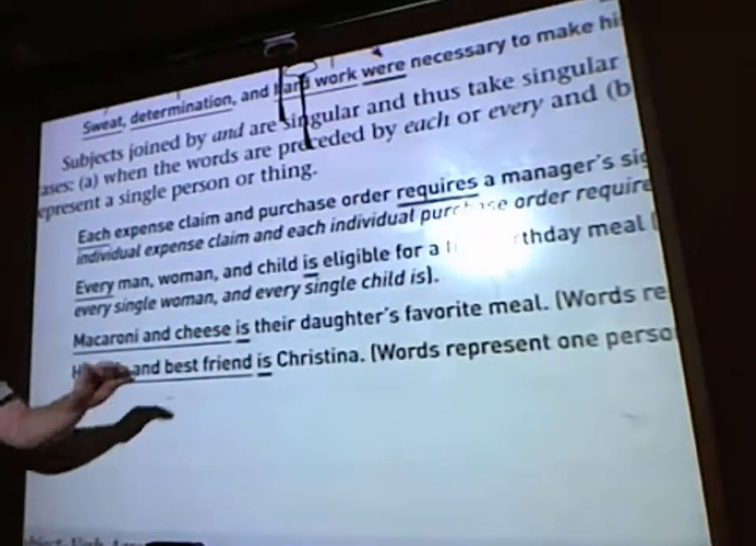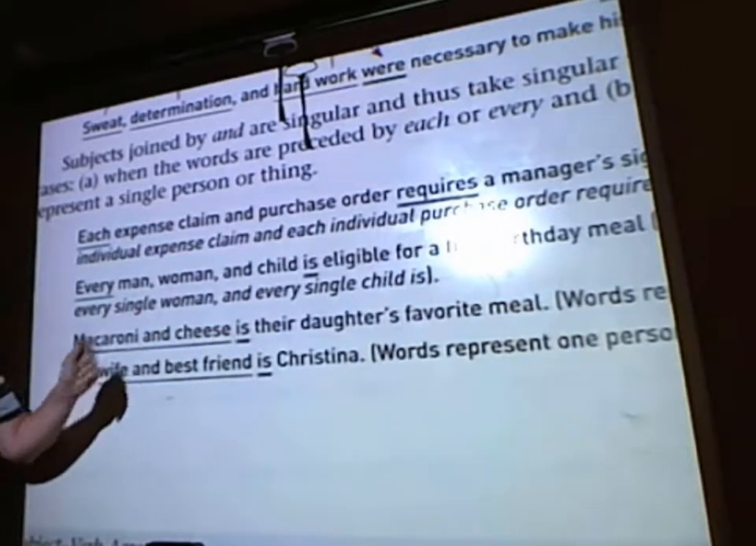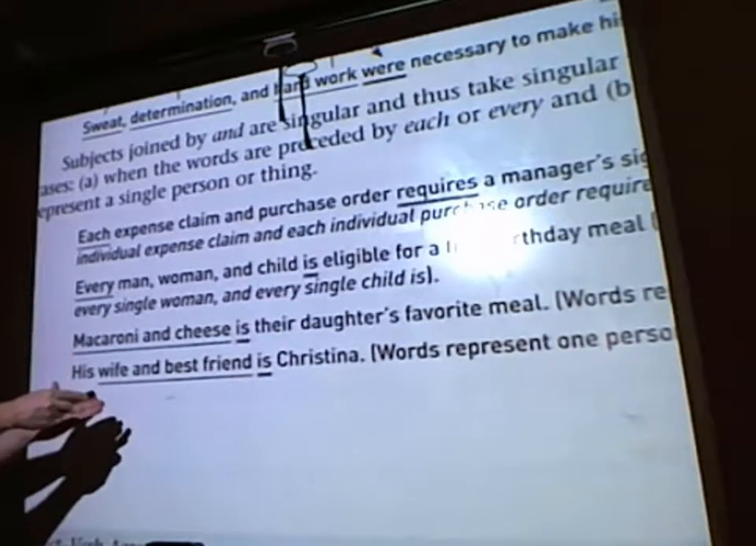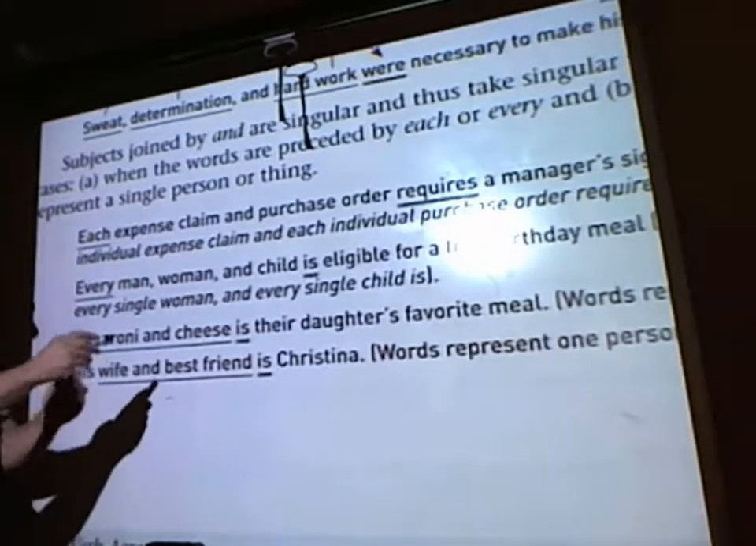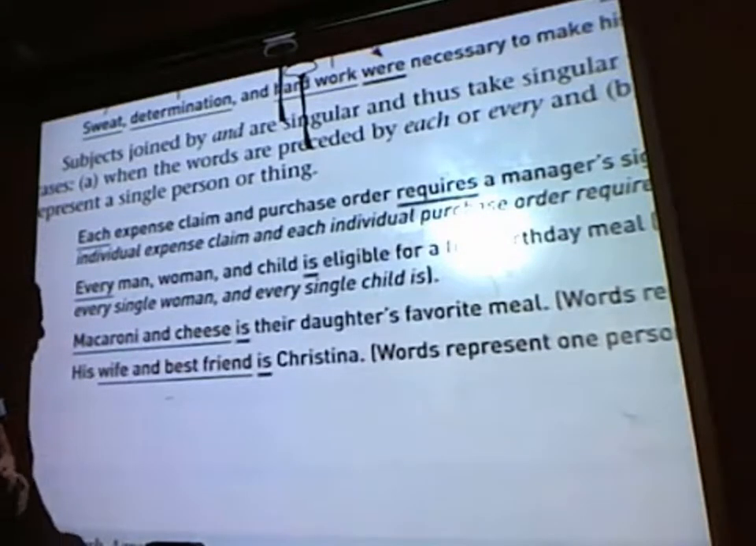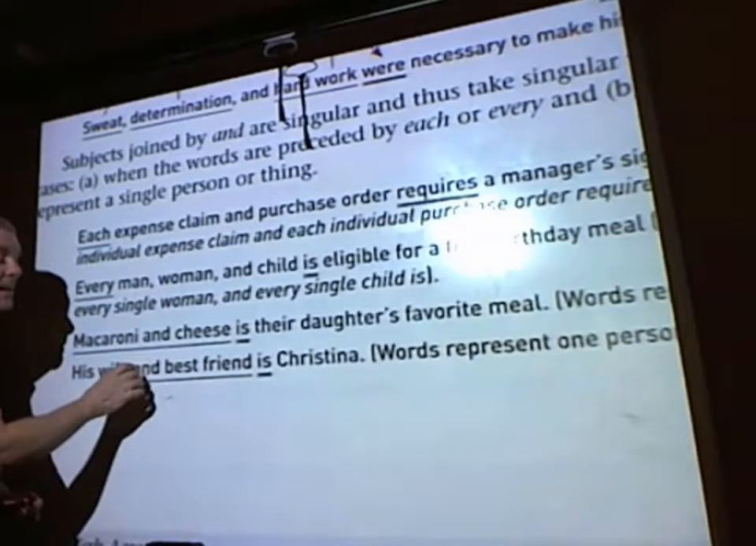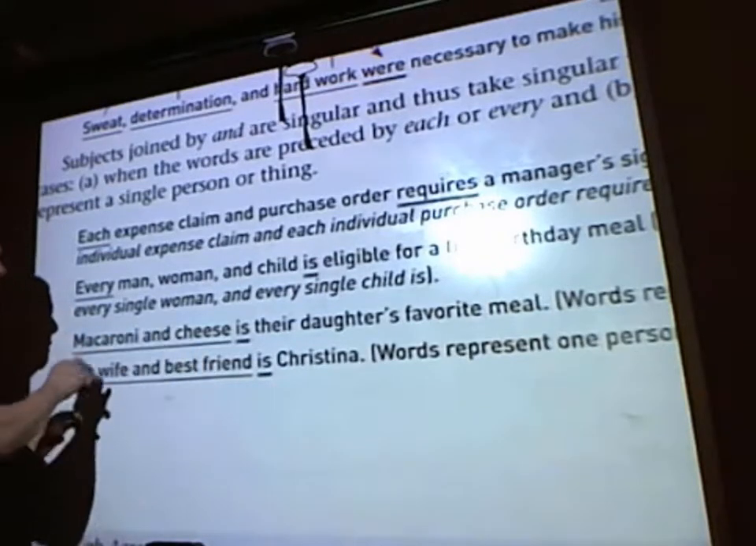His wife and best friend, same person, is Christina. So therefore, even though the words wife and friend are joined by the word "and," since that's the same person, we need to make those two subjects singular with a singular verb.